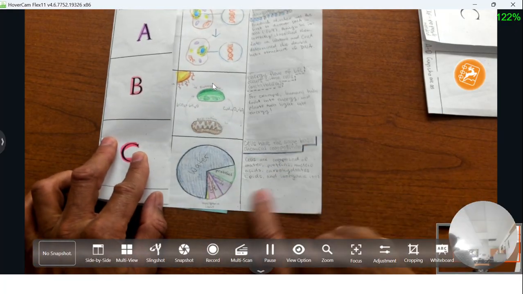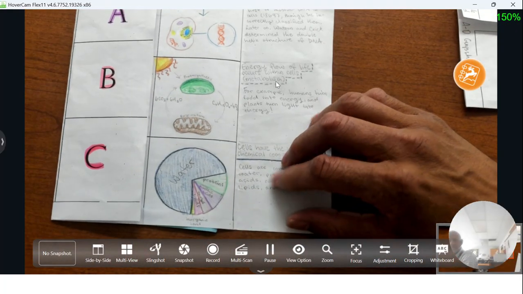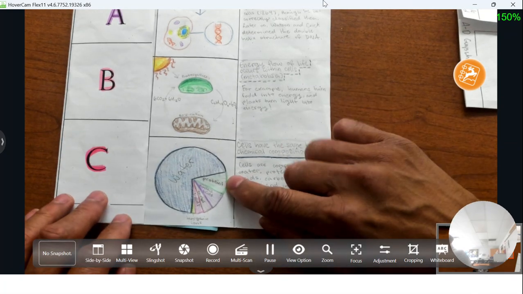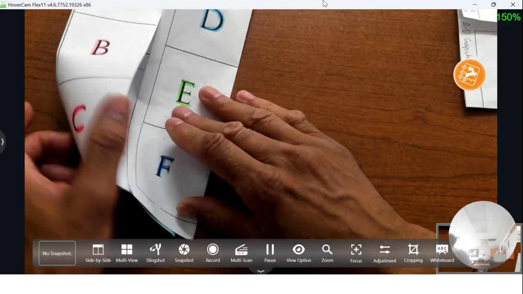And then for formula, they give you protein. They mention them and they put them in a pie chart showing, hey, made up mostly water. All right.